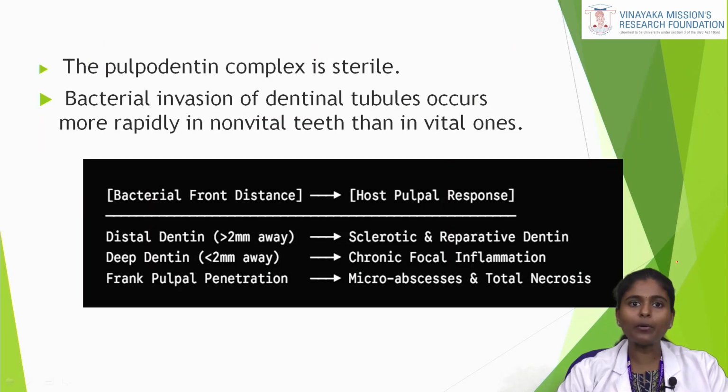Bacteriology. Generally the pulpodentin complex is sterile. The bacterial infection of the dentinal tubules occurs more often and more rapidly in the non-vital tooth than in the vital ones. So bacteria from a distance move towards the pulp, and there is a host pulpal response.